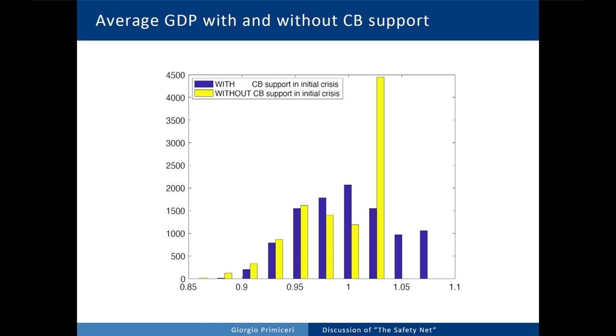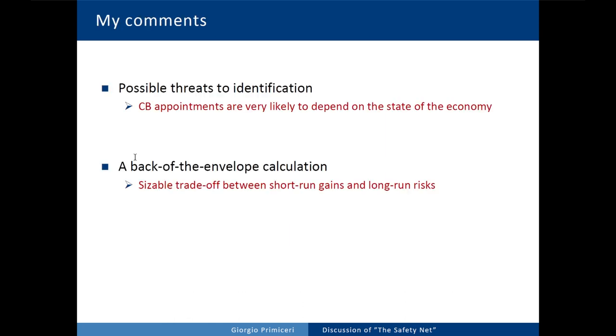Actually, the model outcome is better without intervention relative to the intervention. Okay? So again, don't take the numbers of this exercise too seriously. My purpose here was simply to check whether the gains are an order of magnitude bigger than the potential risks. And I don't think that's the case. They're more comparable. They're at least of the same order of magnitude. And so this was my second comment.